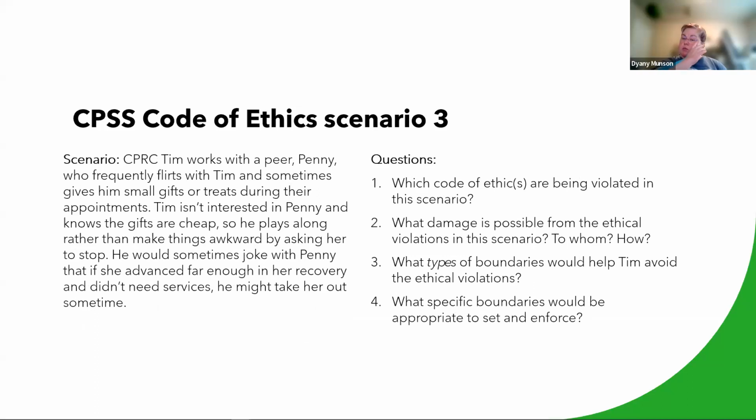So scenario number 3. Certified peer recovery coach Tim works with a peer, Penny, who frequently flirts with Tim and sometimes gives him small gifts or treats during their appointments. Tim isn't interested in Penny and knows the gifts are cheap, so he plays along rather than makes things awkward by asking her to stop.